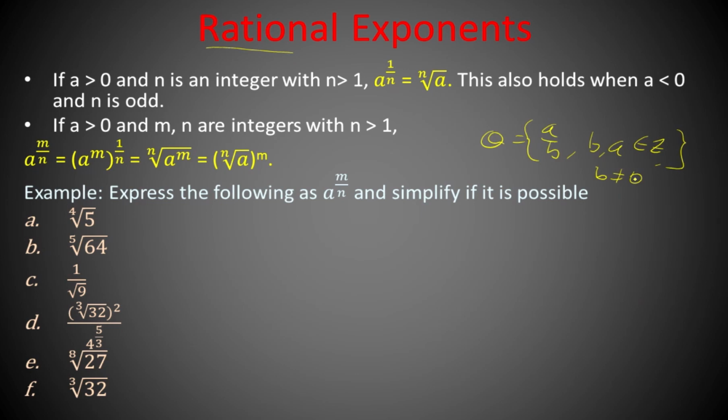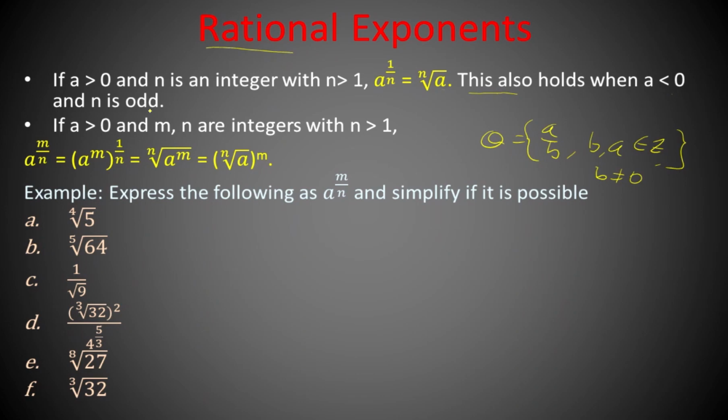So if a is greater than 0, which means a is a positive real number, and n is an integer with n greater than 1 (if n is 1, it becomes the number itself), then a to the power of 1 over n is equivalent to the nth root of a. Don't forget that the number inside the radical should always be positive, unless we determine the value of n. So this will work if a is negative and n is odd.